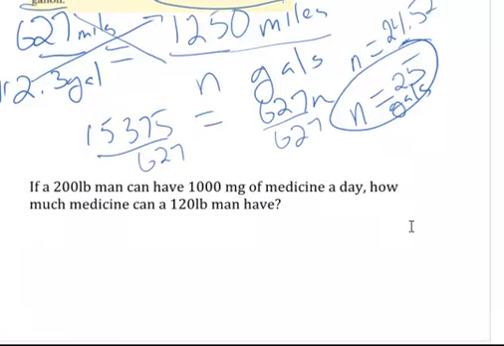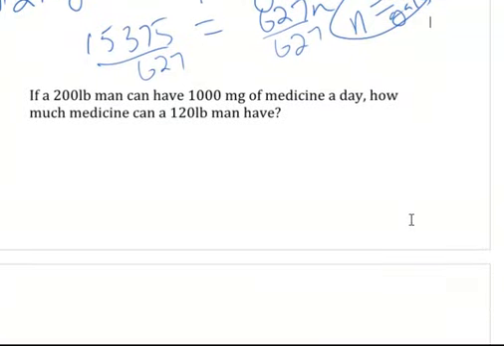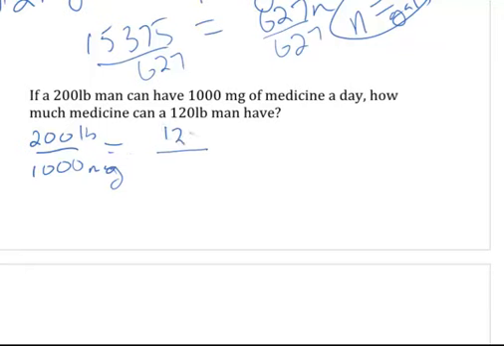Okay, so now let's take a look at the next problem that we have here. And it says, if a 200-pound man can have 1,000 milligrams of medicine a day, how much medicine can a 120-pound man have? Okay, so again, I'm going to set this up rather simply, and I'm going to say a 200-pound man can have 1,000 milligrams of medicine a day. Now, this other man only weighs 120 pounds. We're trying to figure out how many milligrams of medicine he can have. So again, if you notice, I'm going pounds to pounds, milligrams to milligrams.